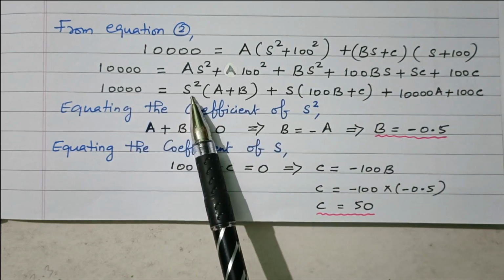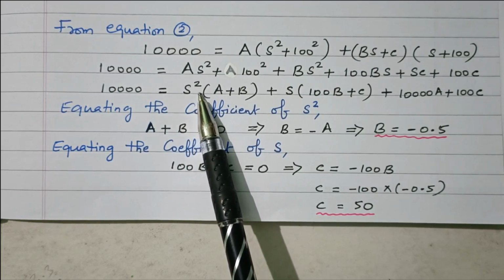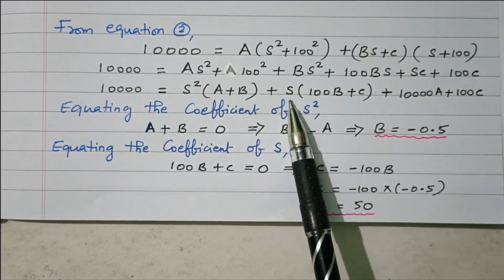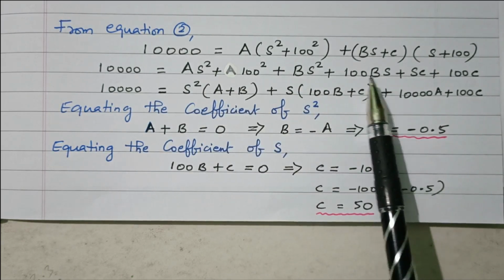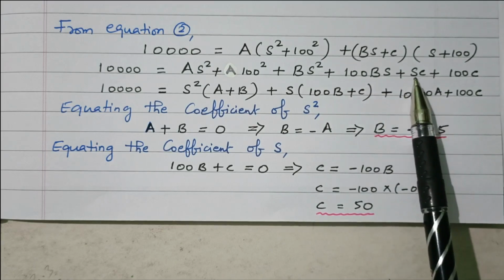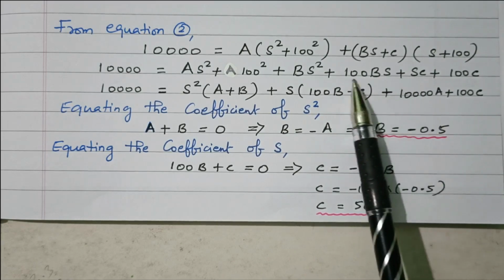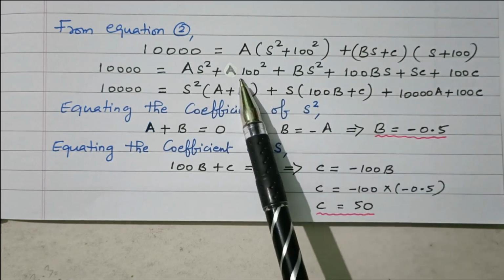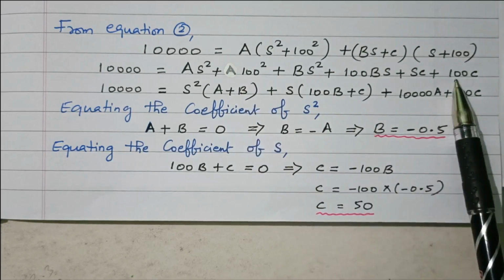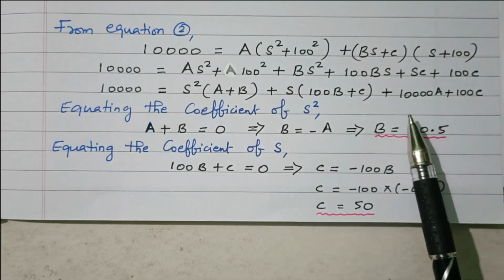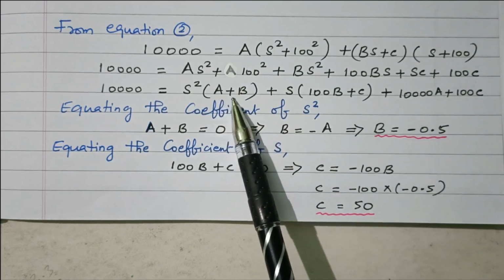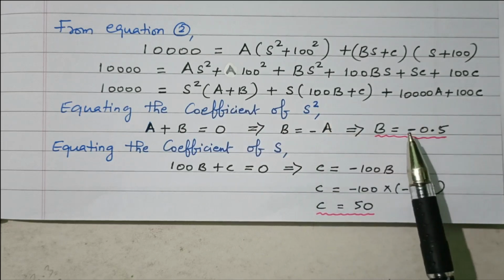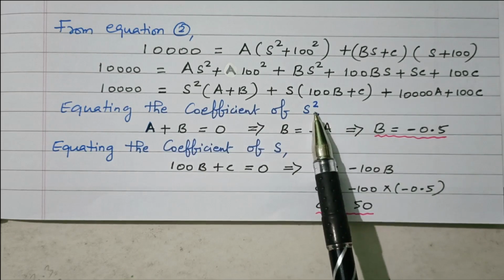So now we'll take the s² coefficient, s² outside. Here s² is there, A. Here s² is B, so A plus B. Take s outside. Here s is there, so 100B. Here one s is there, C. The s is taken outside, so 100B plus C. This 100² is 10,000, so 10,000A, plus here 100 is there, 100C. These two are constant. So this is the coefficient of s², A plus B. This is the coefficient of s, 100B plus C. This is the constant.